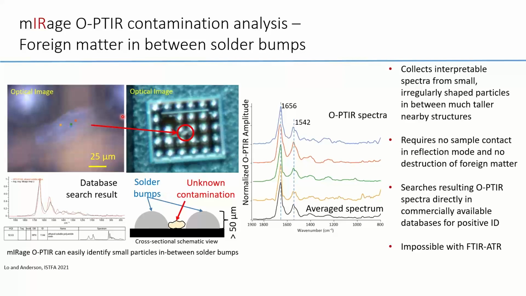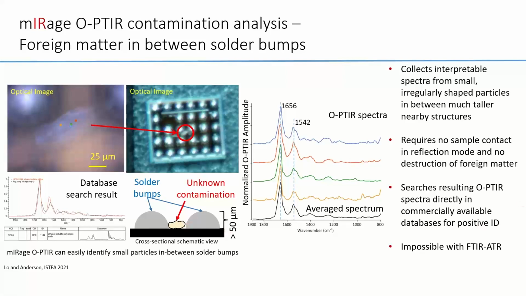Another classic example is foreign matter between solder bumps. And the challenge for regular vibrational spectroscopy here is that these are recessed, right? You can't actually get to them. So reflection FTIR just doesn't really work at all, generally speaking. And ATR cannot reach into these recesses, right?